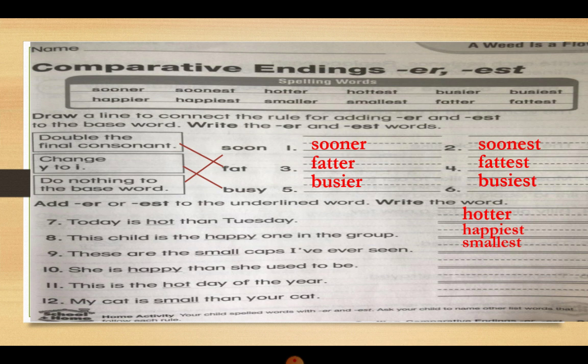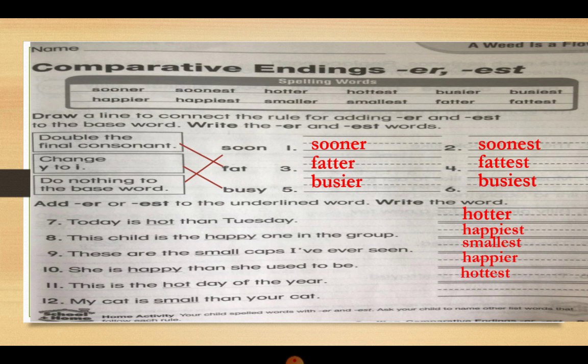Number 10, she's happy than she used to be. If I have the word than here, and it seems it's a comparison between one to one, so the word happy will be happier. Comparative adjective. 11. This is the hot day of the year. It seems we make a comparison between one day and other days. So one to one or one to many? Exactly, one to many. So in this case, it will be hottest.